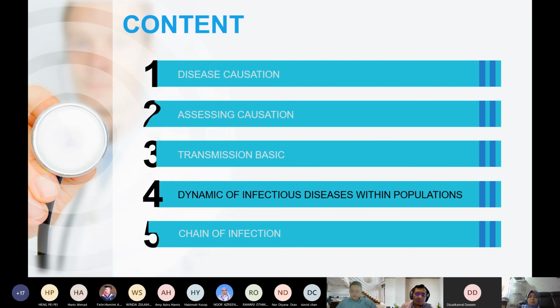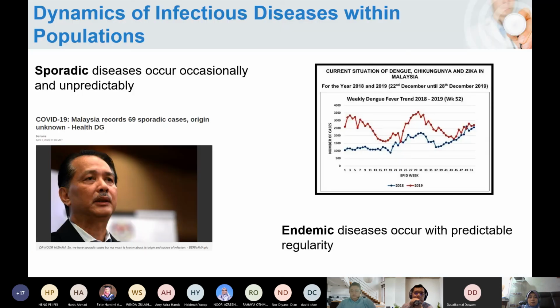So next is the dynamic of infectious diseases within population. Okay. So all this terminology, we've been hearing it for almost a year dah nah. Kan nak dekat setahun dah. What are sporadic cases? We are in our third wave, so bukan sporadic sangat dah. Right? The sporadic disease occurs.